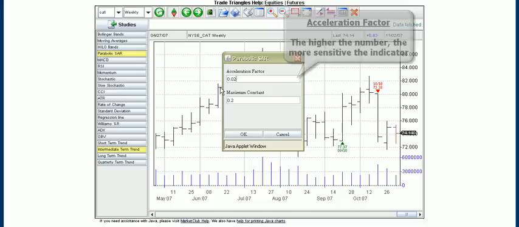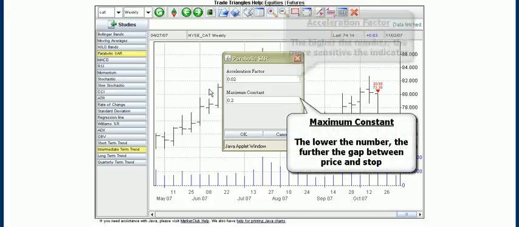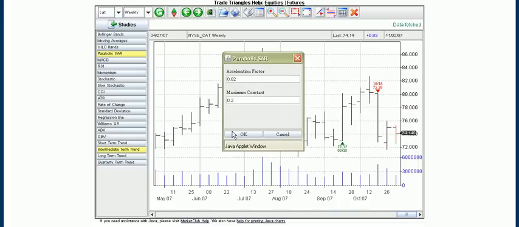The higher you set your acceleration factor, the more sensitive the indicator will be to price change and fluctuation. The lower you set your maximum constant, the further the trailing stop will be away from the price. MarketClub automatically sets the default setting to 0.02 for the acceleration factor and 0.2 for the maximum constant. These were the settings suggested by Wilder himself. However, you can reset the acceleration factor and the maximum constant to fit your own unique trading style.